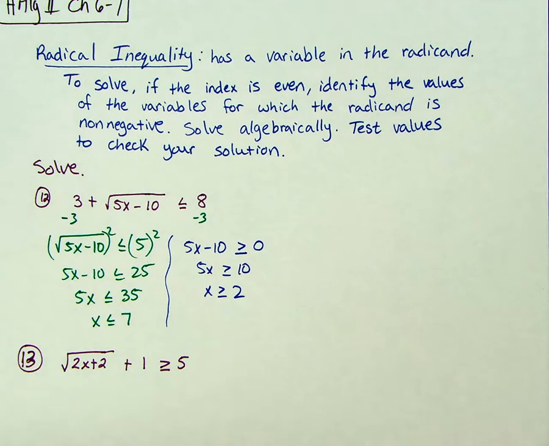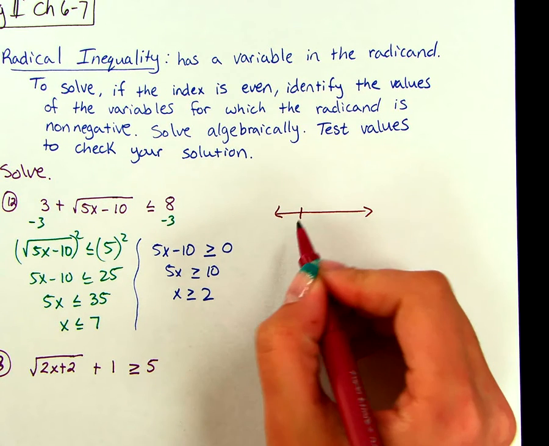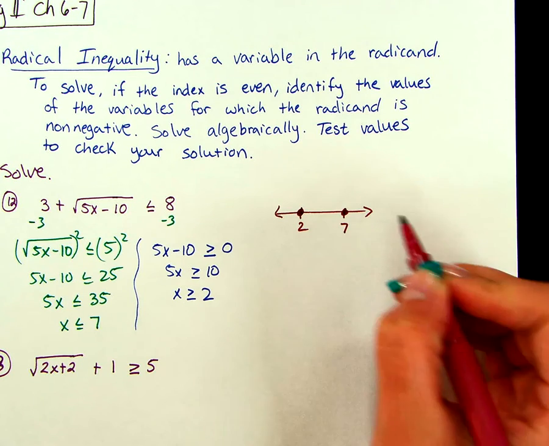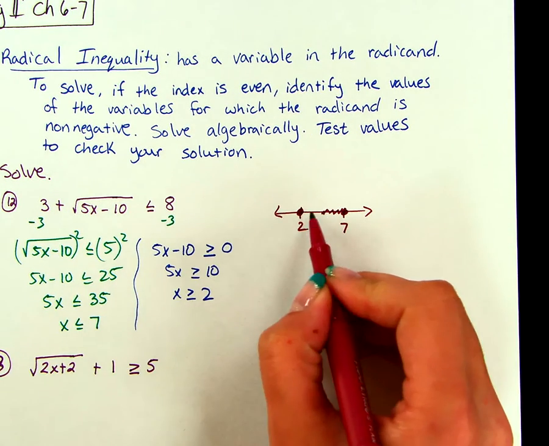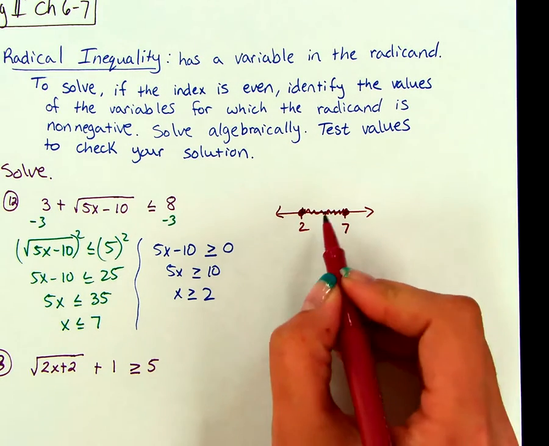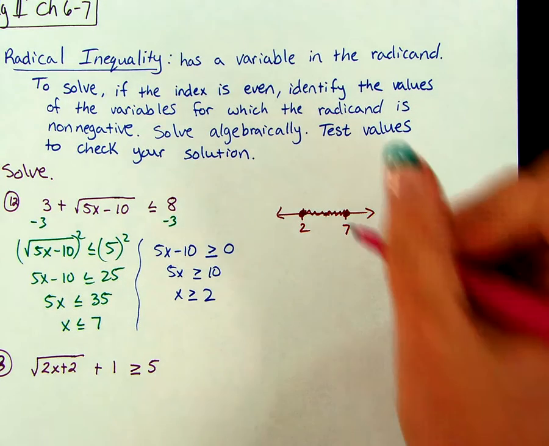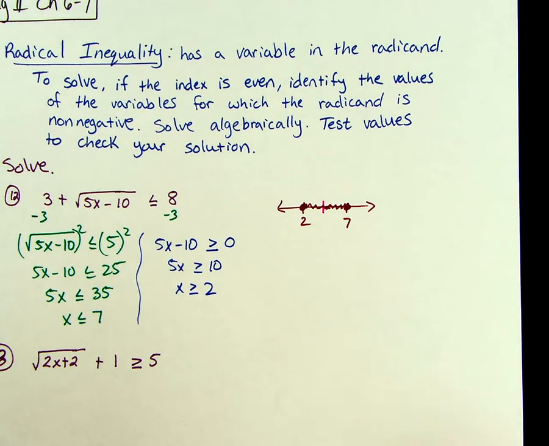So now we're going to consider the number line. So if I make a number line, we have 2 and we have 7, and we have less than 7, so this direction, and then greater than 2, which is this direction. So our answer should be in the middle here. But we are going to check to make sure that that is the case. So we're going to test a number in our shaded area.